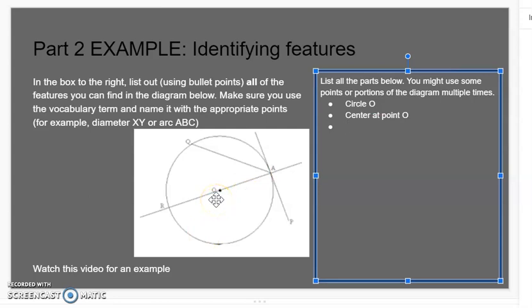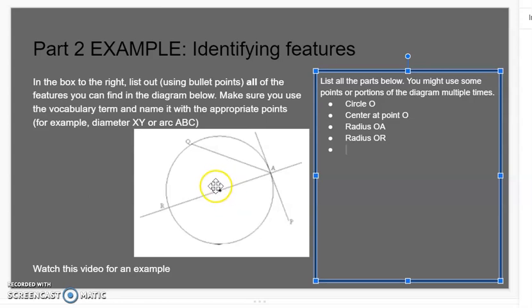So now I'm going to think, well, do I know any radii? So I know that I see a radius OA. If I went this way, I also see a radius OR. You notice I'm using that word radius twice. I am not just identifying one radius, I'm identifying all of the radii that I can.